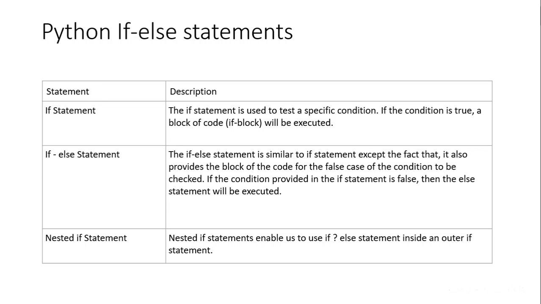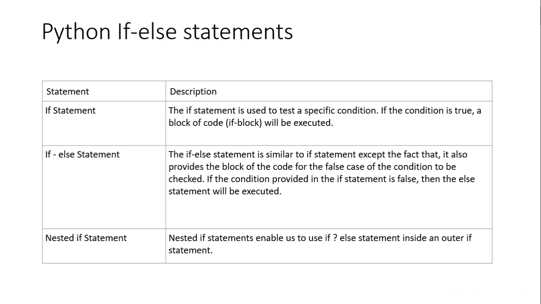So in this video session, we will create one sample program, and we will learn how we can implement if and else statements in Python. In this table, I include the if, else, and nested if else statements. So we have three statements. The first one is the if statement. The if statement is used to test specific conditions. If a condition is true, a block of code will be executed.